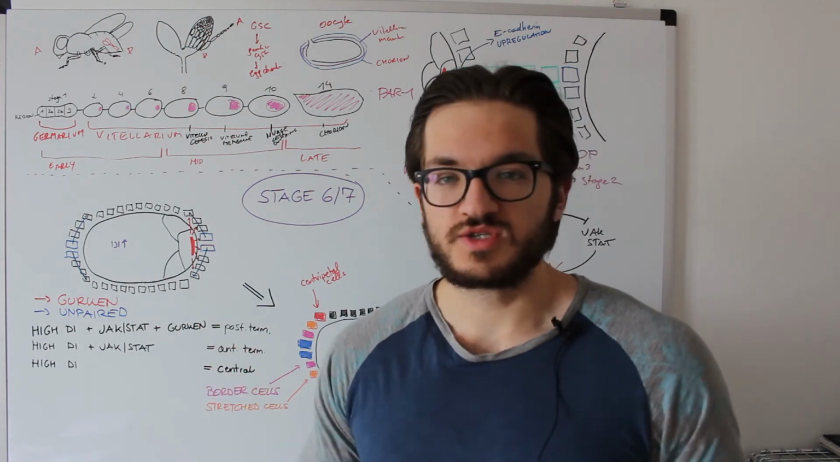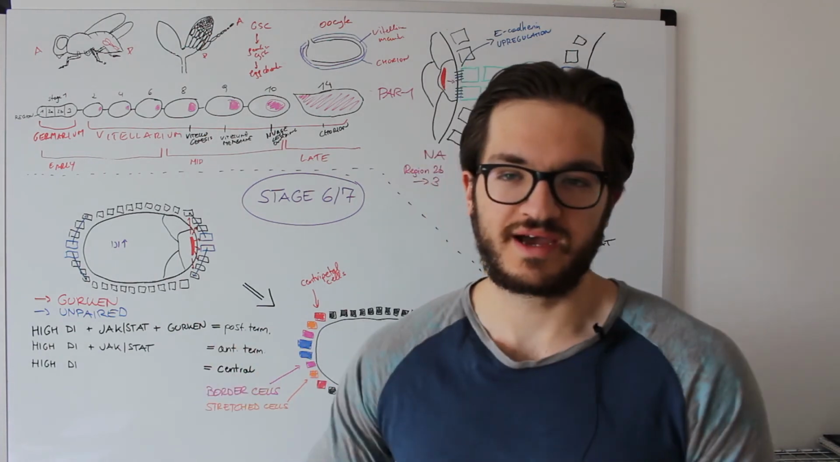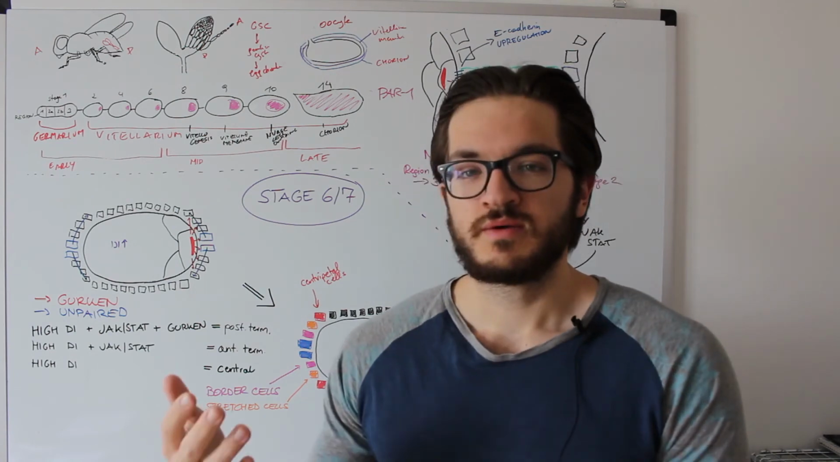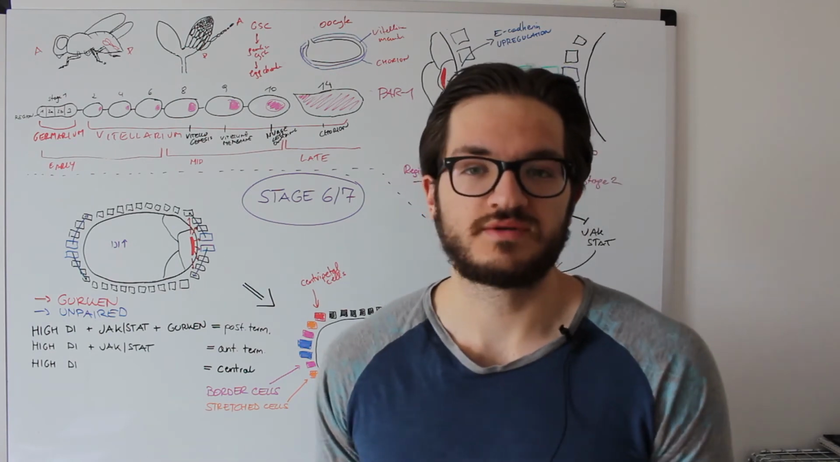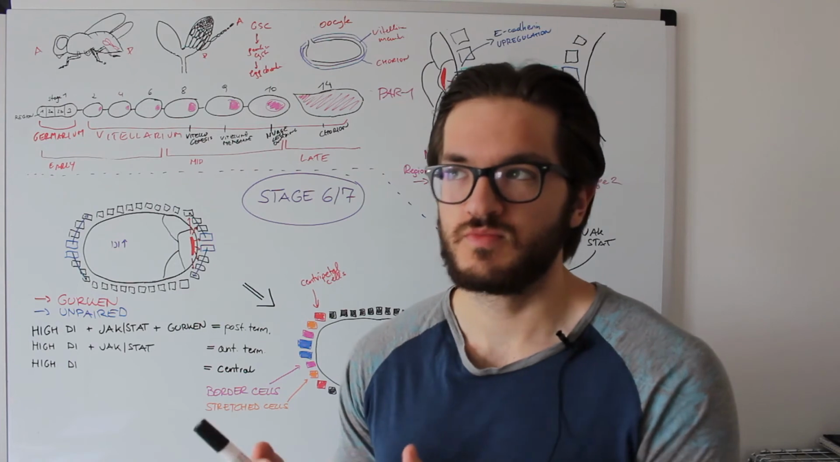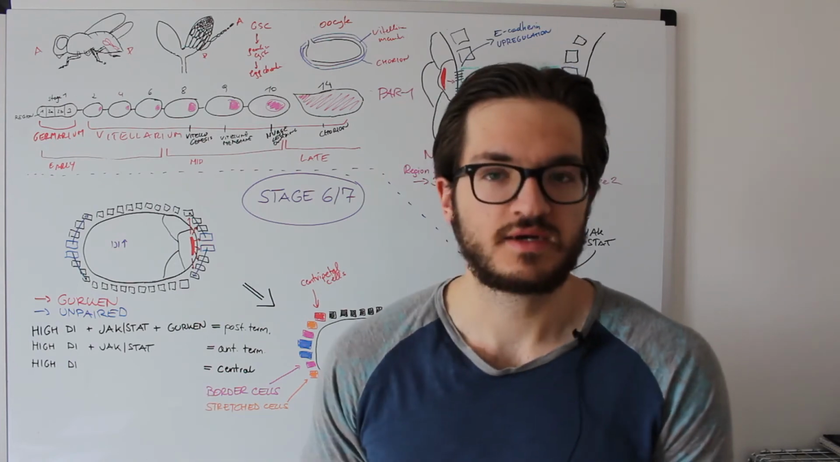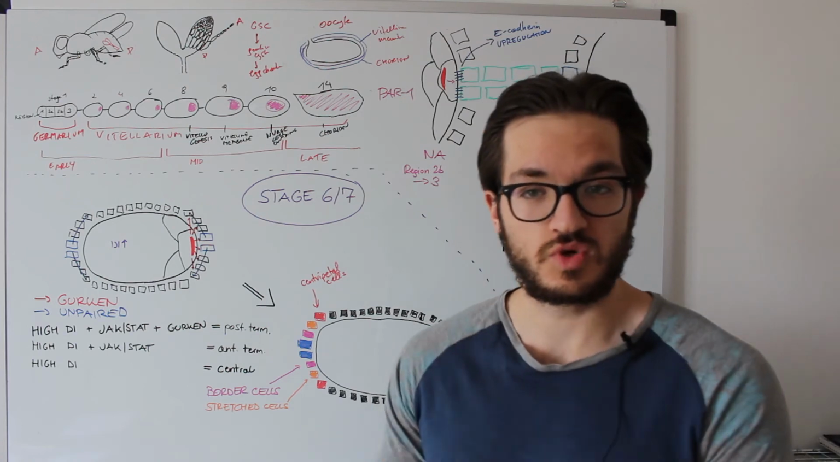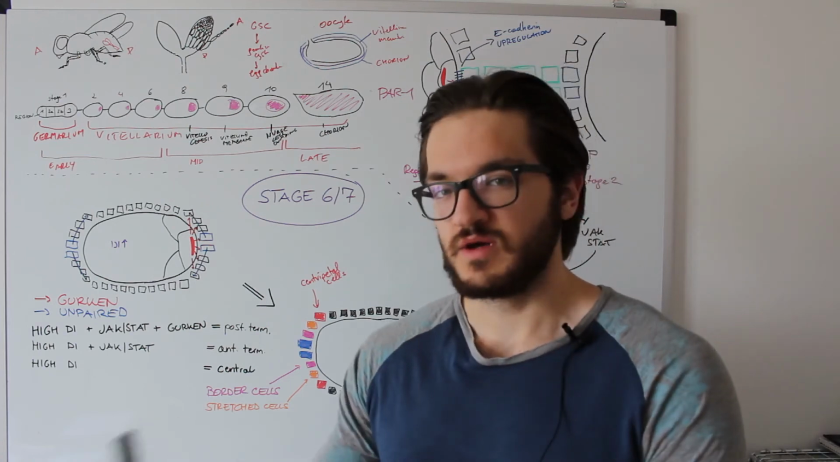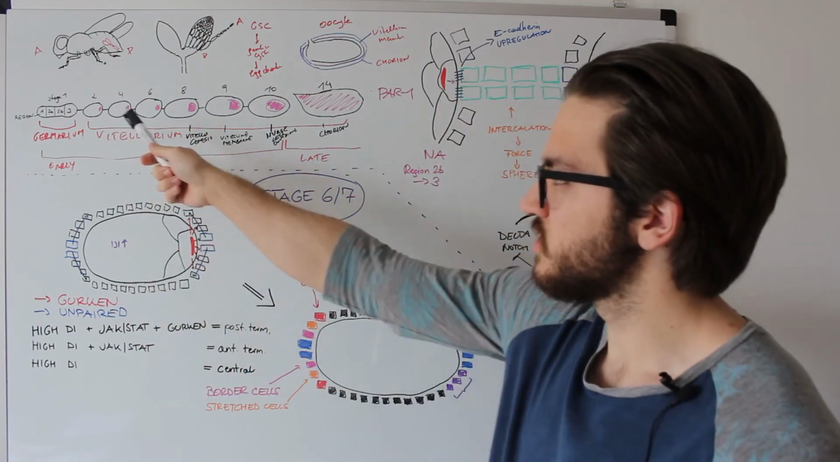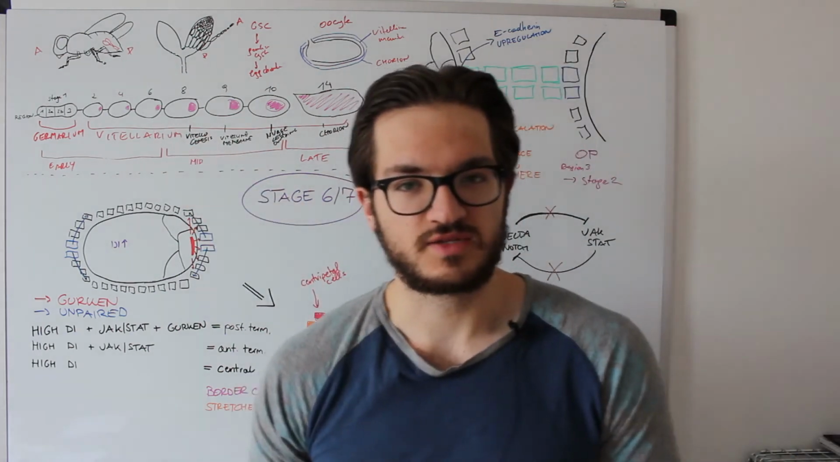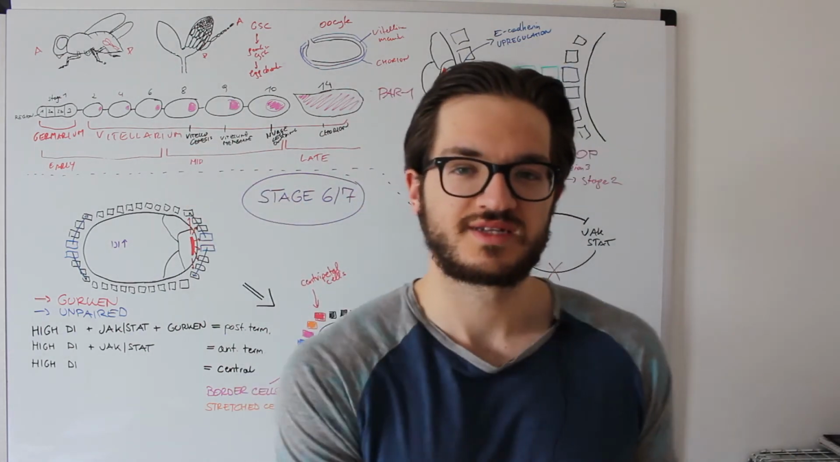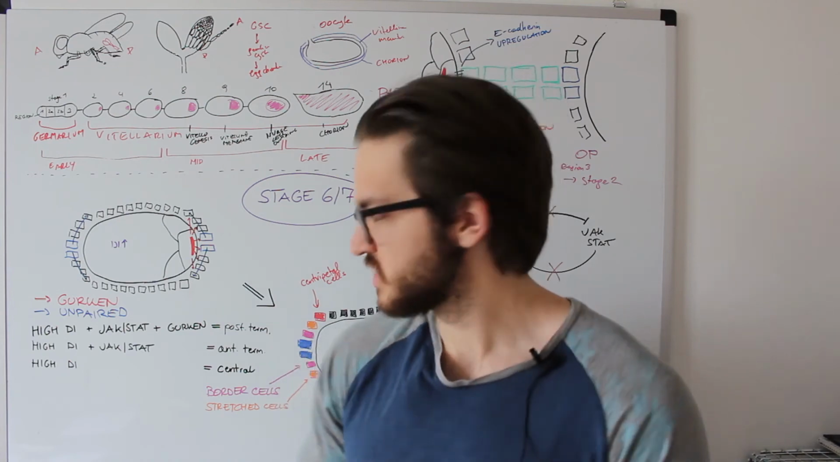Then in between these two, between early and late delta notch signaling, the posterior polar cells are also differentiating before they differentiate as stalk cells, and then around stage 2 to 5 they differentiate into posterior polar cells just like the anterior polar cells.